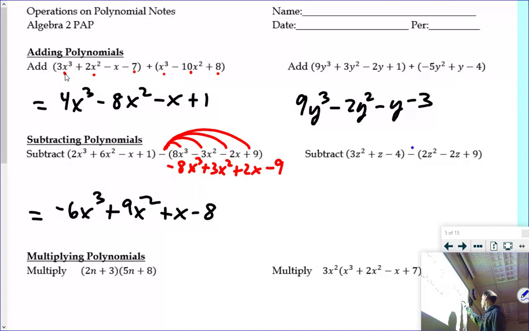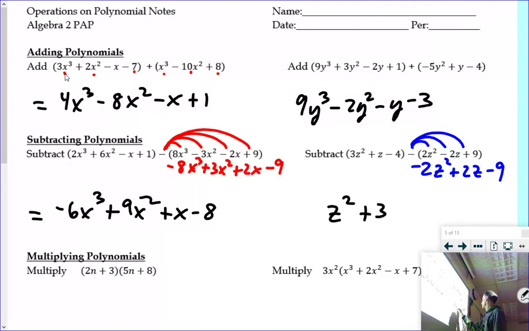And then again, for the subtraction, that minus sign hits all of those. So this really becomes minus 2z squared plus 2z minus 9. So my final answer would just be 1z squared, or just z squared, plus 3z minus 13 would be your final answer on that.